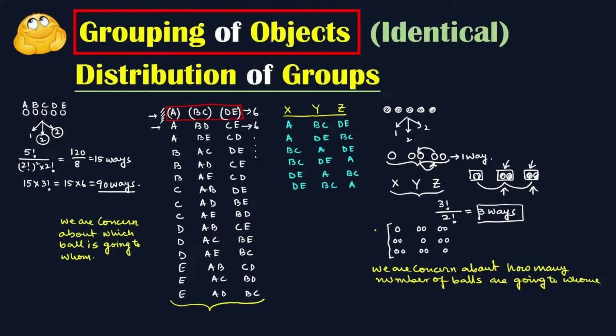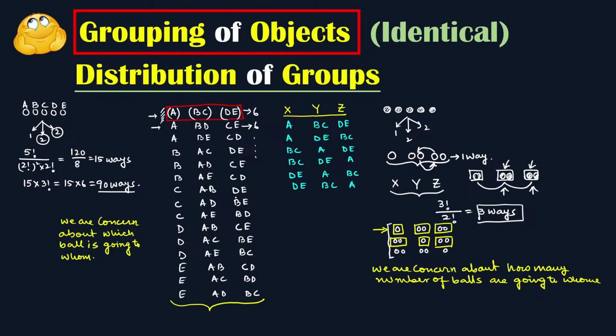You see, in this distribution, X got 1 ball, Y got 2 balls, and Z got 2 balls. Now, when X gets 2 balls, Y gets 1 ball, and Z gets 2 balls, it is a different distribution. It is another way of distributing these balls among X, Y, and Z. Why? Because the number of balls has changed.